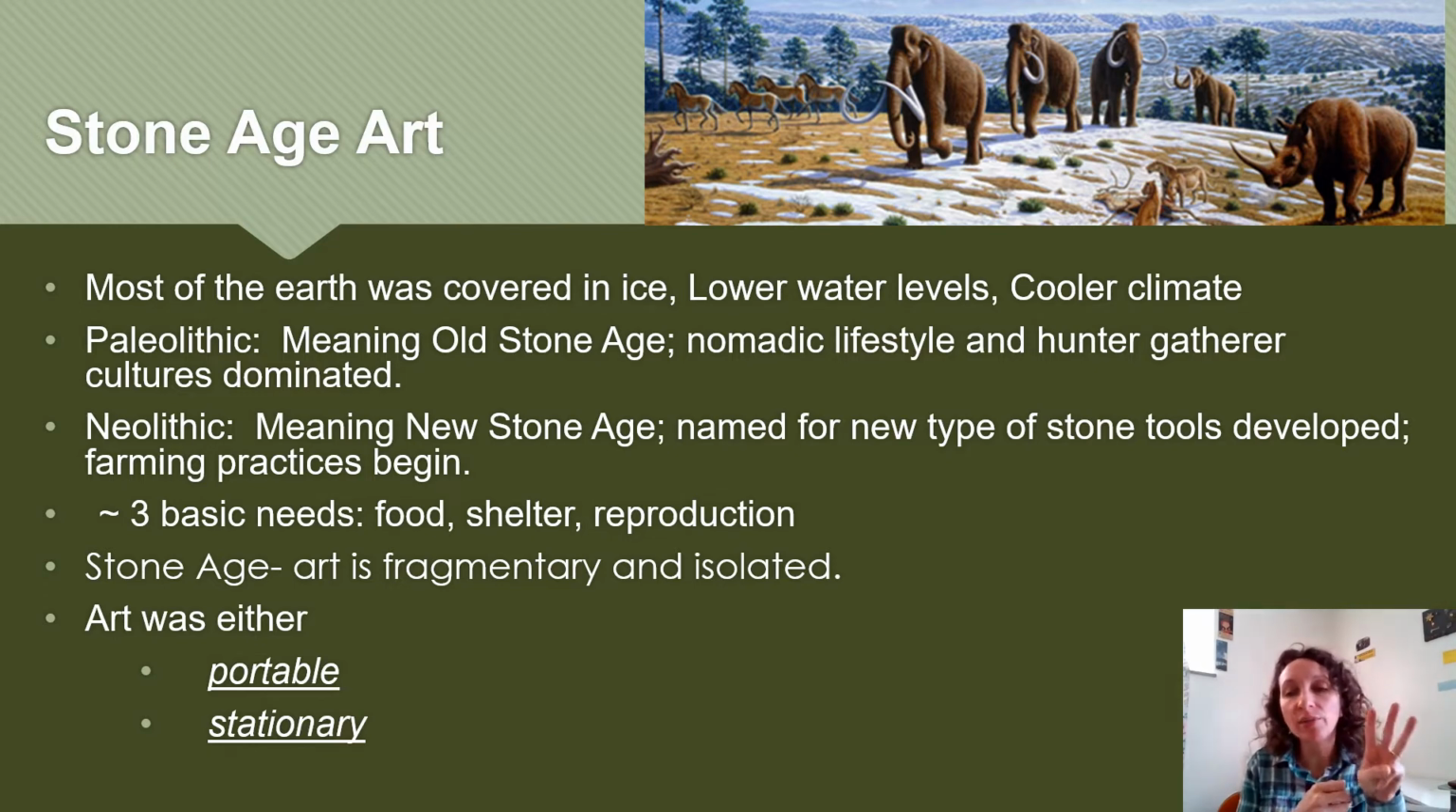They have three basic needs, and this will be important because most of the art is made for those three basic needs, which is food, shelter, and reproduction. And art at this time, and pretty much for the rest of history, can fall into two very general categories. And this is very, very general, which is stationary and portable. First, we're going to talk about stationary.